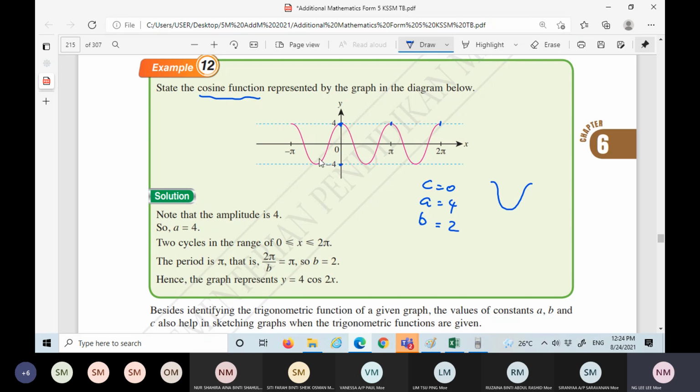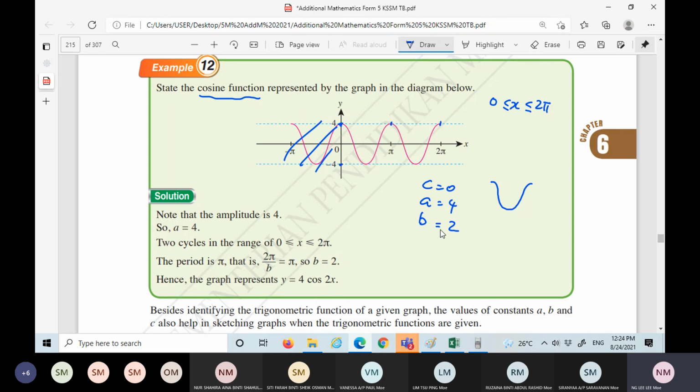Usually I don't see the negative part. In your pre-test also the same thing. Some of the girls drew the negative part for me. Unless it's stated in the question. Usually the range given is from 0. They will not give the negative. Seldom, we will see. Usually this is the range given, so don't draw this part.